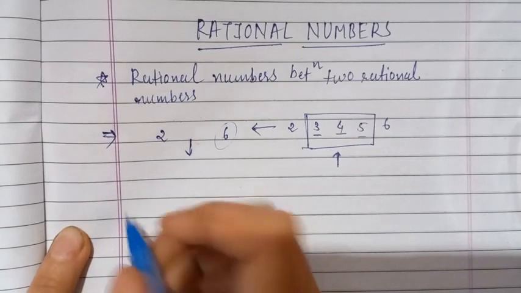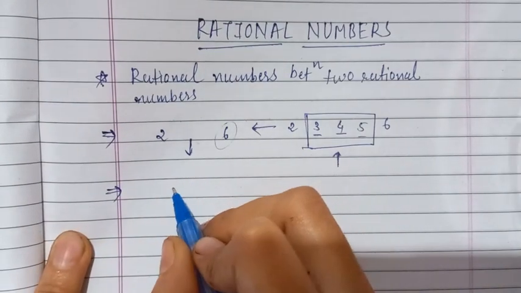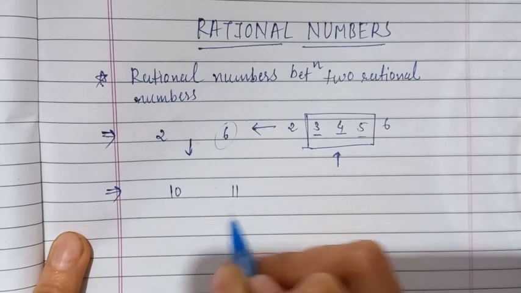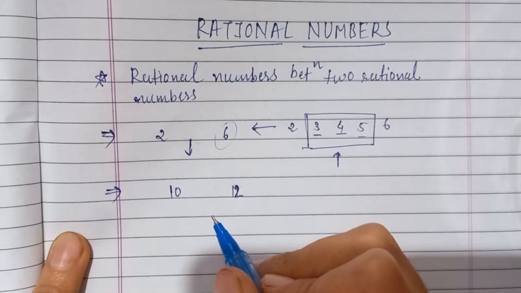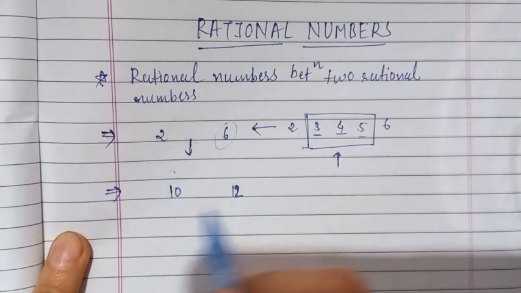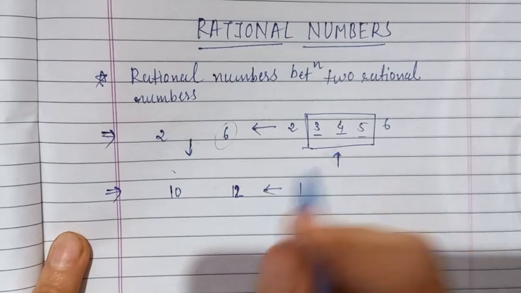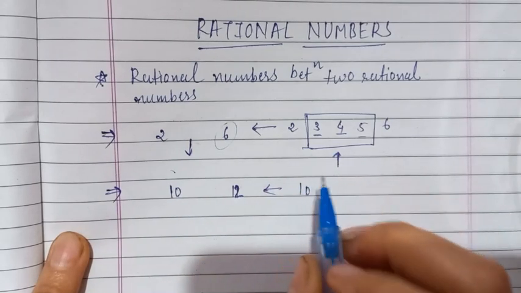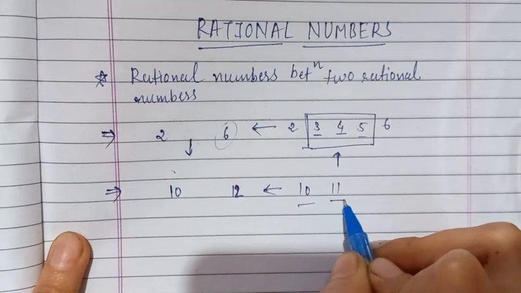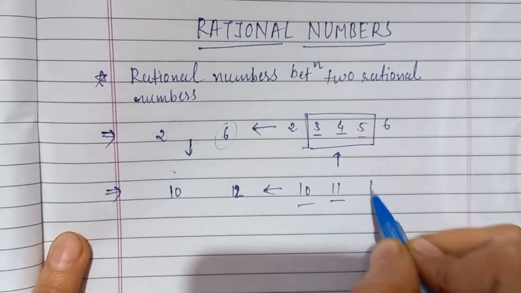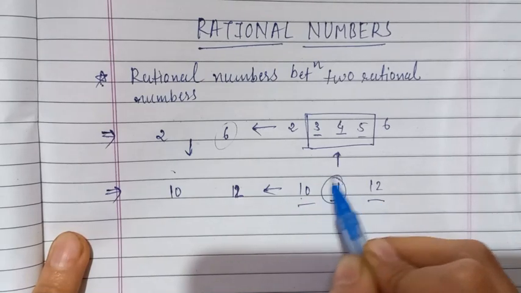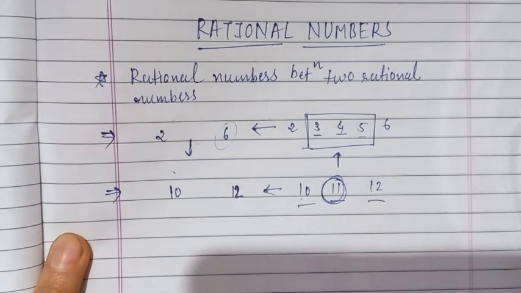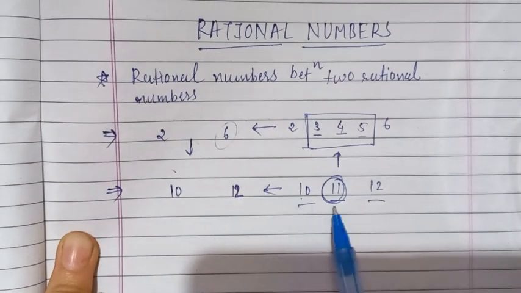If you are asked how many natural numbers are between 10 and 12, so only 1, because if I add 1 to 10, then I get 11. After that, if I add 1 to 11, then I get 12. So between 10 and 12 there is only one number, and it is 11.